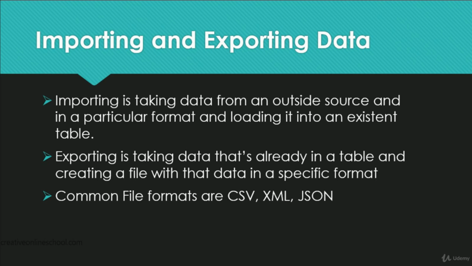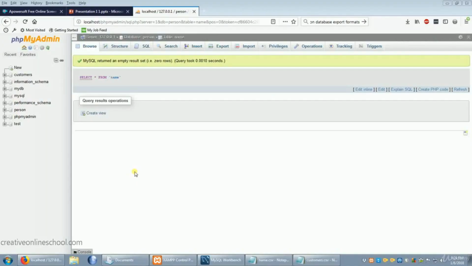The most common file formats are called CSV, XML, and JSON. CSV stands for comma separated value, and it's the most commonly used, and it's what we'll be using in this video. So let's get right to it. In PHPMyAdmin, all you have to do is select the table. Remember, we called this one Person, and its table's name was Name.